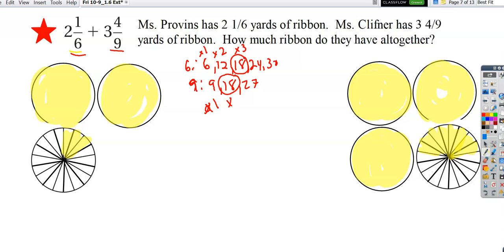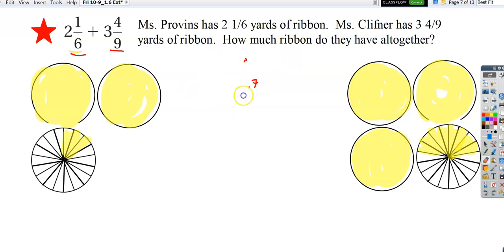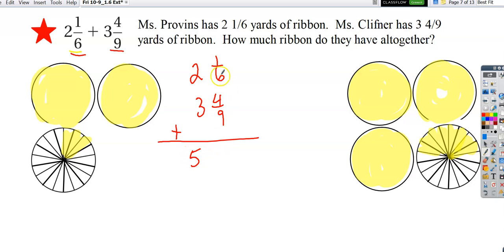Okay, so now that I've set up the picture of what I want you to see, I'm going to go ahead and do the abstract math part. And again, the more you practice it, the better you're going to get. I'm going to write 2 1/6 plus 3 4/9. Now I write it vertically because I want you to know that adding fractions is just like adding whole numbers. I can add the 2 plus 3 right now and I can get 5. Now I need to add the fraction part, but I can't because they're not the same size pieces.